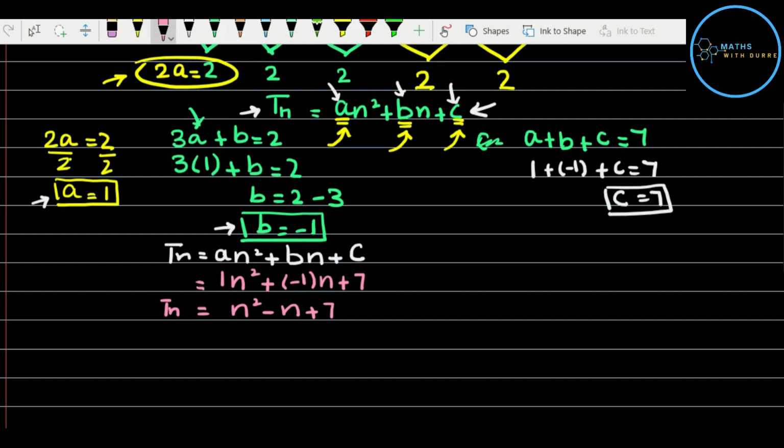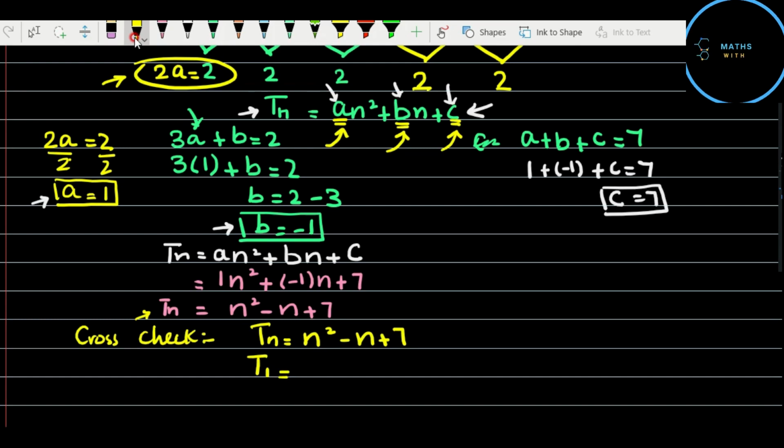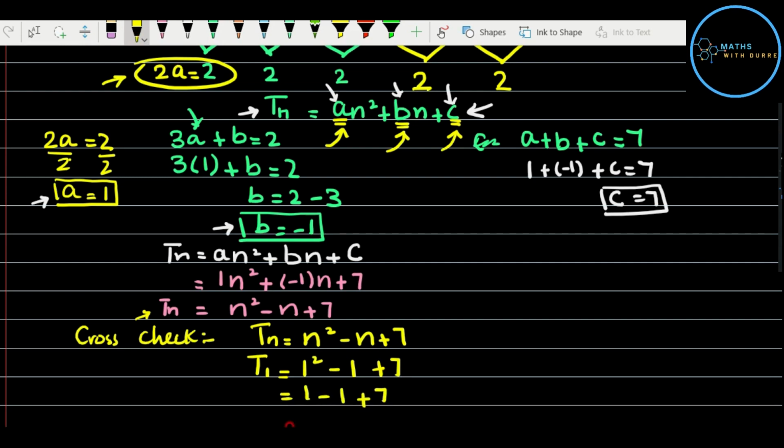This is how we can calculate the nth term formula of the quadratic sequence. Cross check. This formula, is it correct or not? We will substitute the value of n. Suppose I am calculating the first term, so I will substitute n as 1. 1 square minus 1 plus 7. 1 minus 1 plus 7, and 7 is the first value.